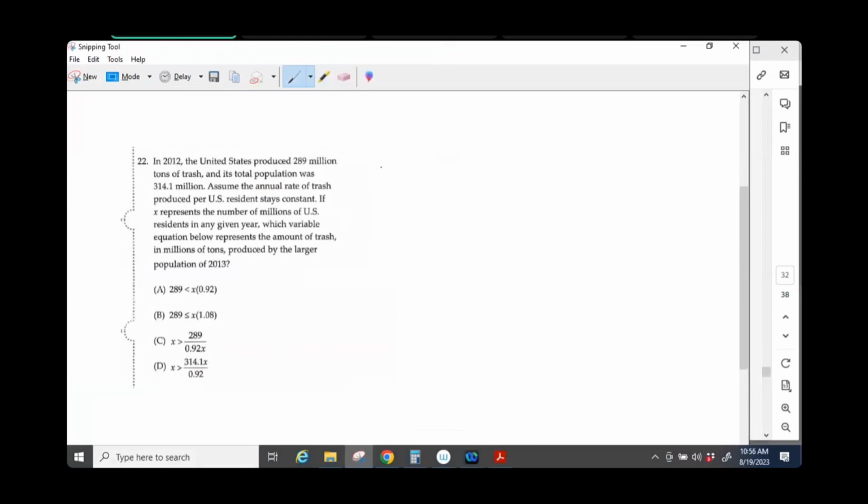In 2012, the United States produced 289 million tons of trash. Its total population was this much. So 289 million tons, what is the per US resident trash production? Don't you divide the total trash produced by the number of people in that country? Correct? That will give you per resident trash production in terms of tons. Is that clear? This is the total trash produced. You divide by the number of people there are, so you know per person how much trash we are producing.